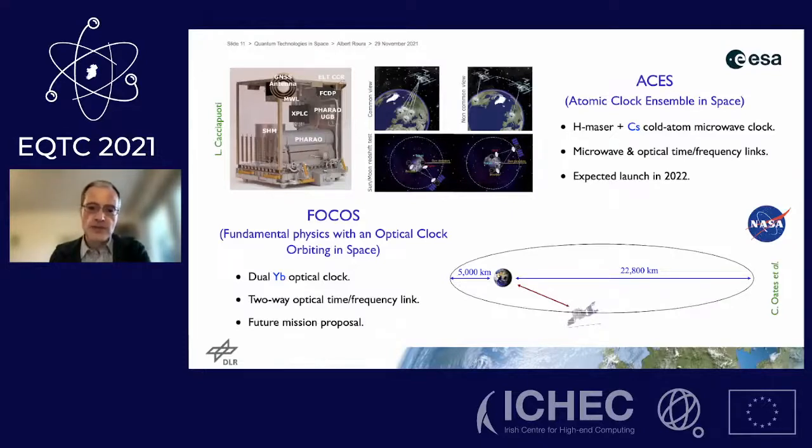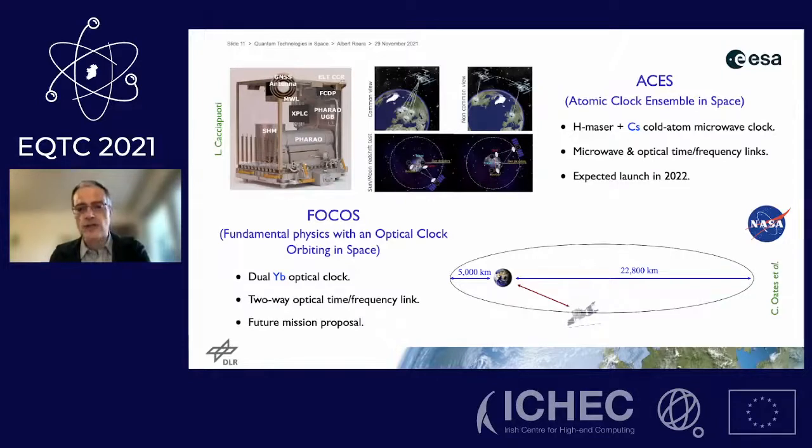Another example is a proposed NASA mission. This is more ambitious. Both of them, also ACES, the idea is to perform tests of the gravitational redshift and tests of general relativity. This NASA mission, FOCUS, the idea is to perform that with even higher precision.